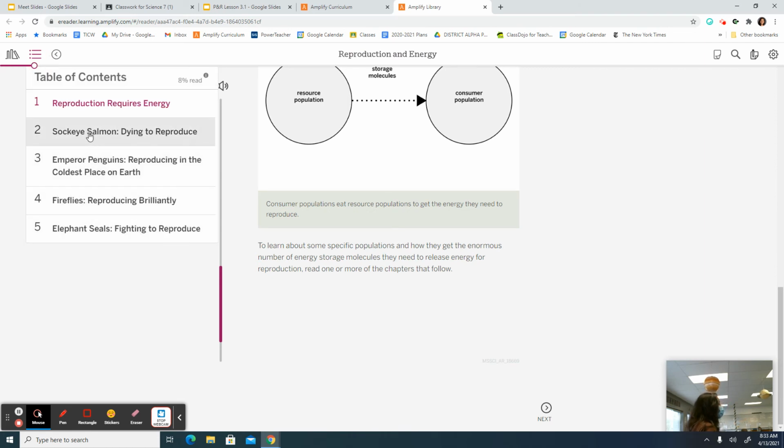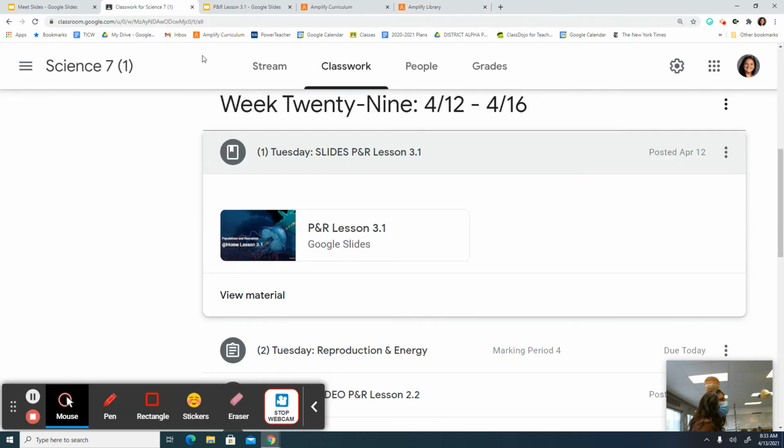Chapter 2 is about salmon, sockeye salmon. Chapter 3 is about the emperor penguins. Chapter 4 is about fireflies. And chapter 5 is about elephant seals. So you're going to choose one of those 4 to read. You do not have to read all of them. Remember, as you read, you should be annotating. When we go to do our second reads is when I will grade your annotations.